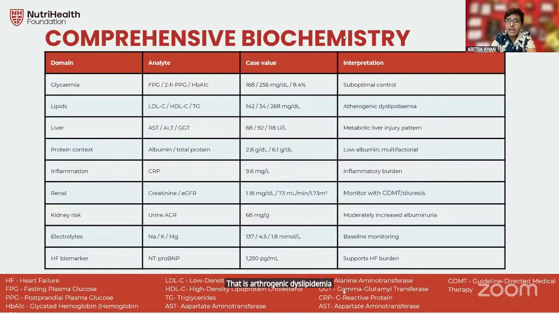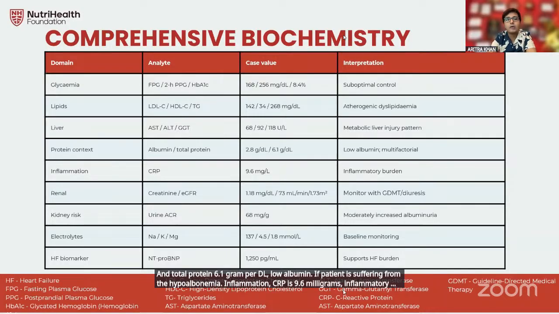And liver, AST 66, ALT 92, and GGT is 118 U/L. There's a metabolic liver injury pattern. And albumin part is 2.8 g/dL, and total protein 6.1 g/dL. Low albumin. Yes, the patient is suffering from hypoalbuminemia. Inflammation, CRP is 9.6 mg, inflammatory burden.